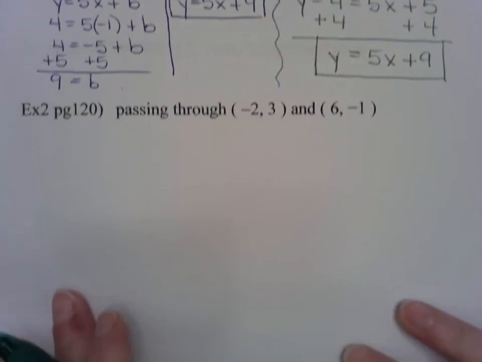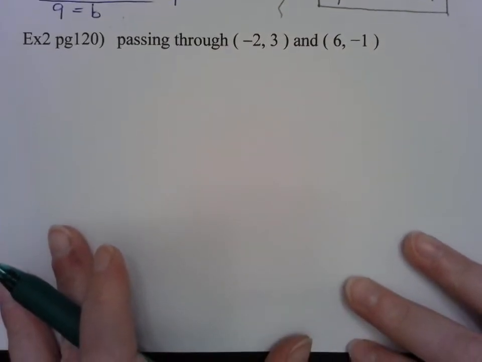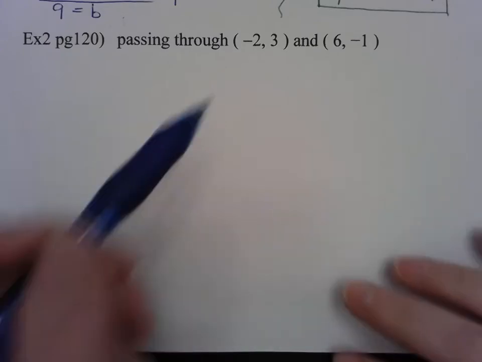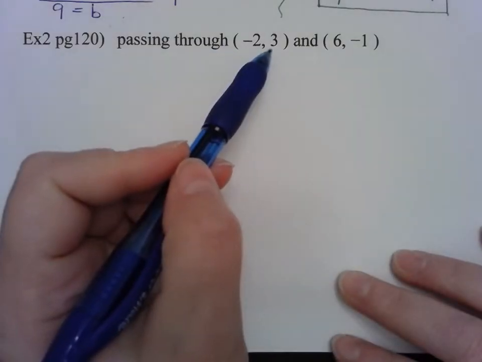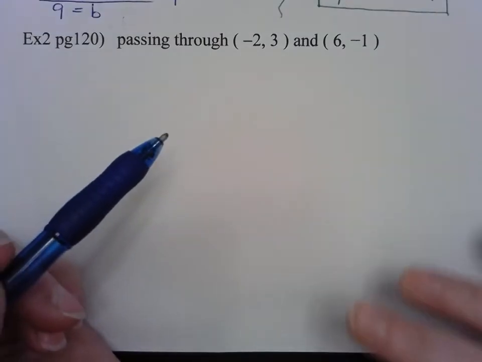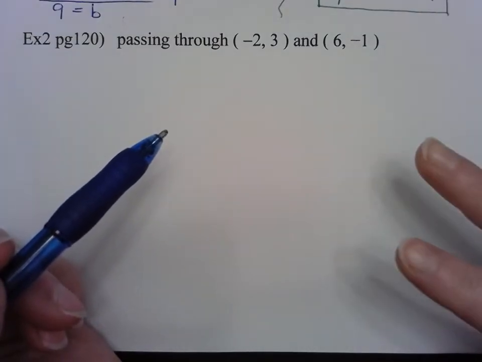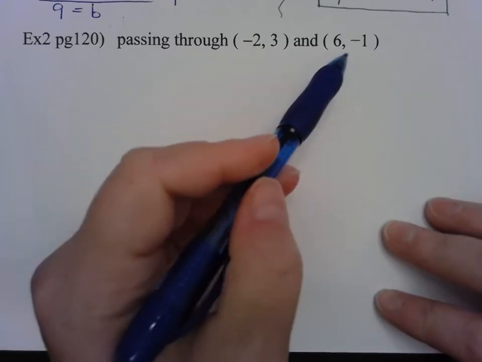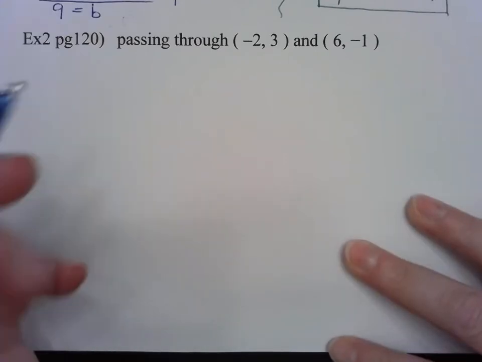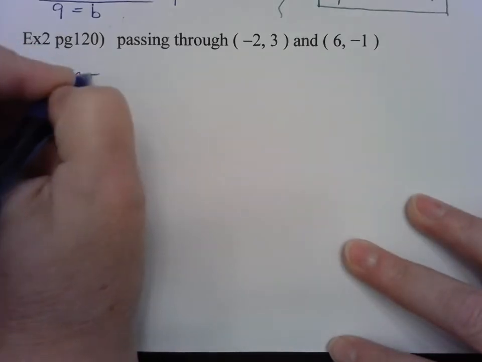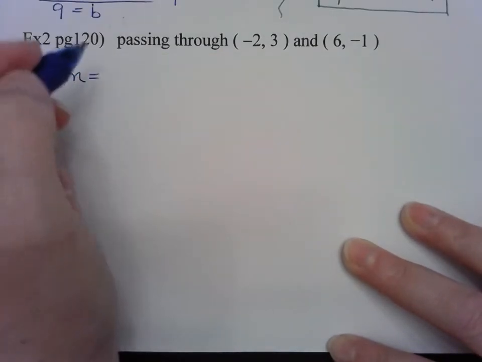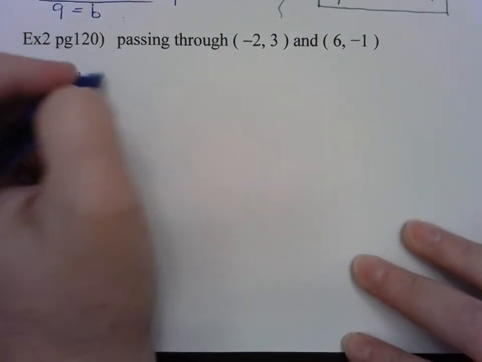Okay, let's try another one. This time, we're going to find an equation of a line passing through these 2 points, (-2, 3) and (6, -1). So the two things we need are the slope and 1 point. We definitely have plenty of points, but we don't have the slope. So the first step would be to find the slope. So take these 2 points just like we've done in previous videos, plug them into your slope formula.